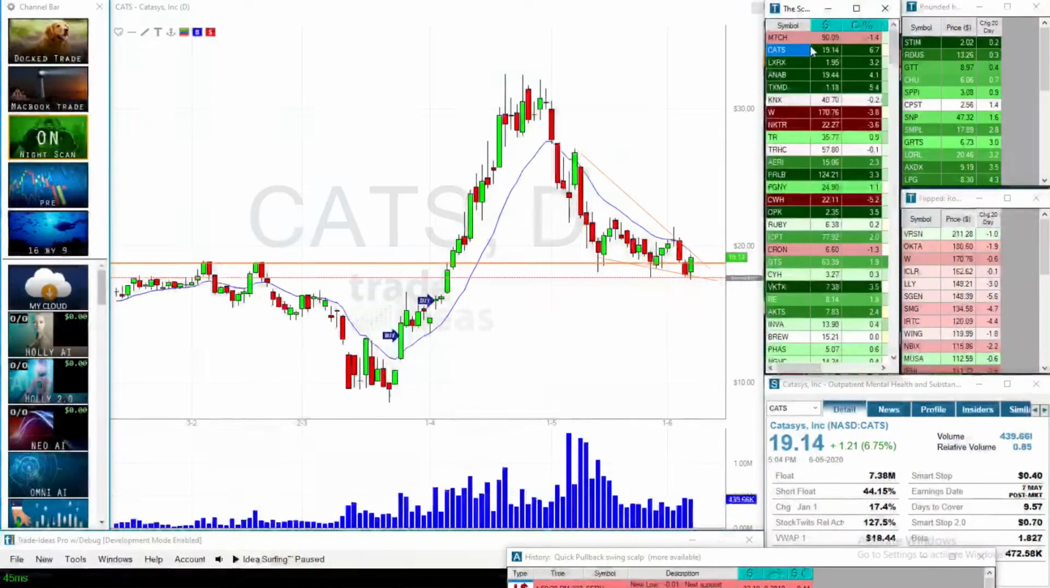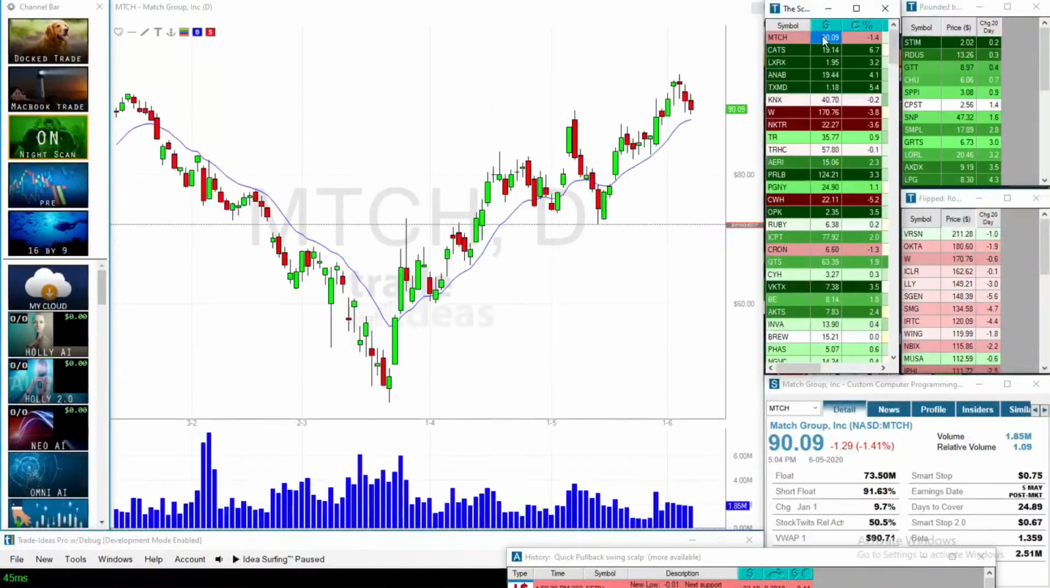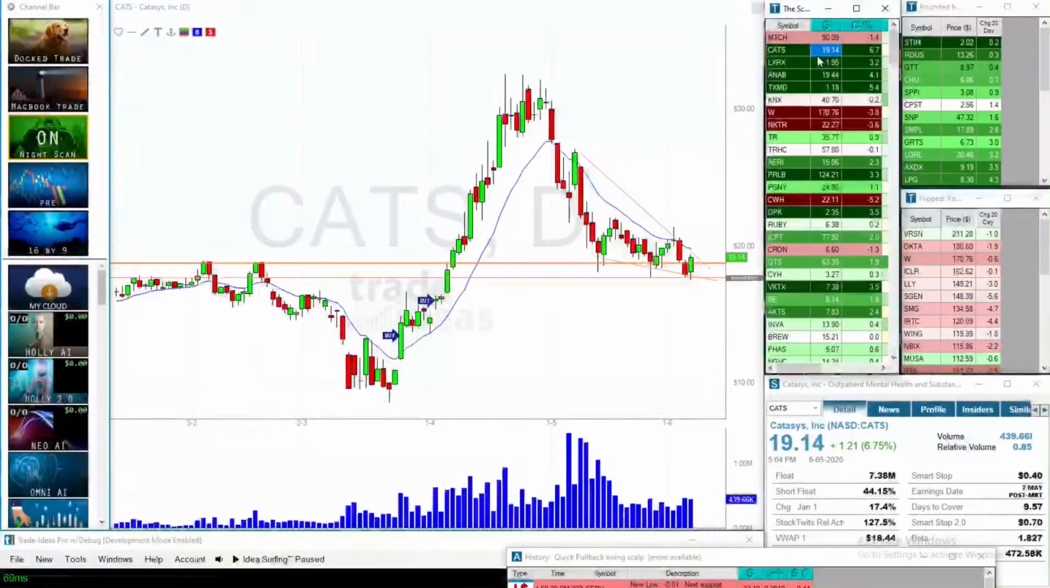Okay. And then I said sort that so that the ones with the highest short float are on top. Right? So Match Group has a 91% short float, and it's on the top of the list because it's the highest out there under this list. Make sense? I think so.